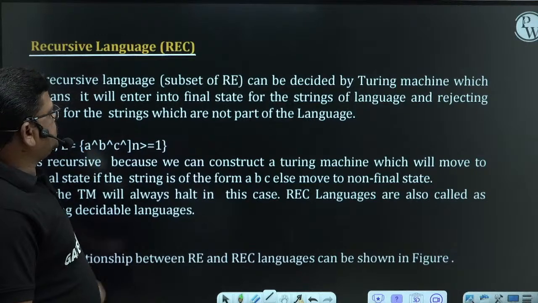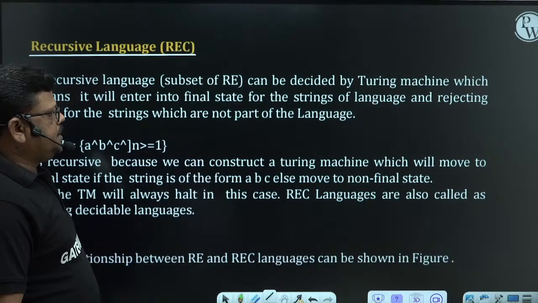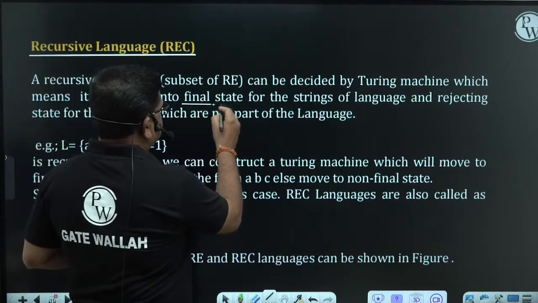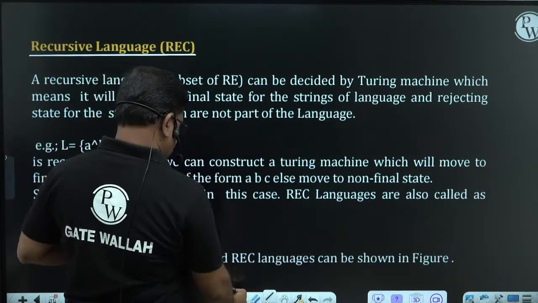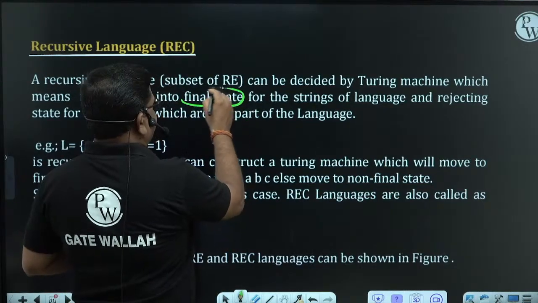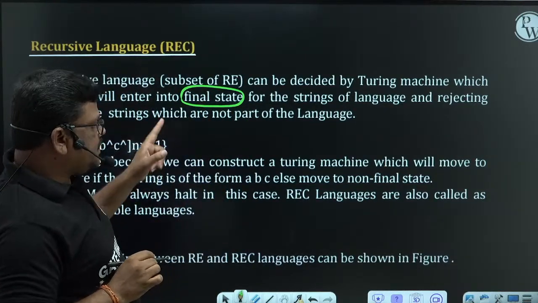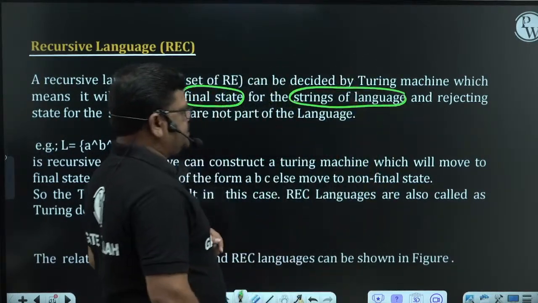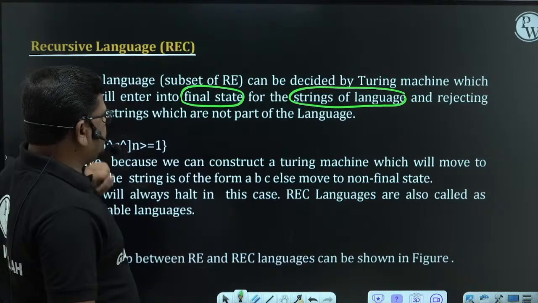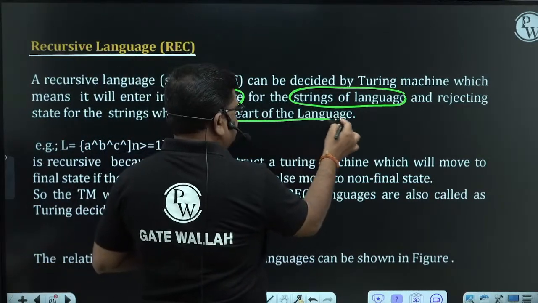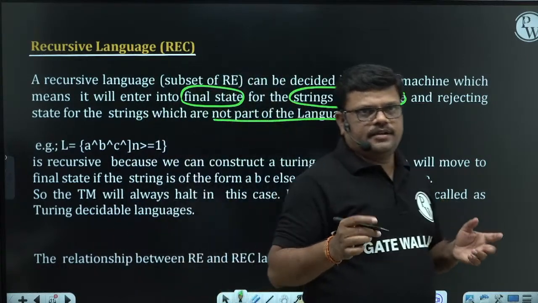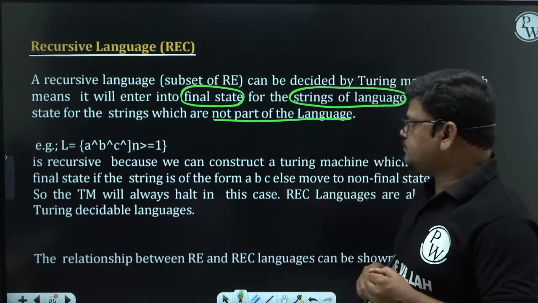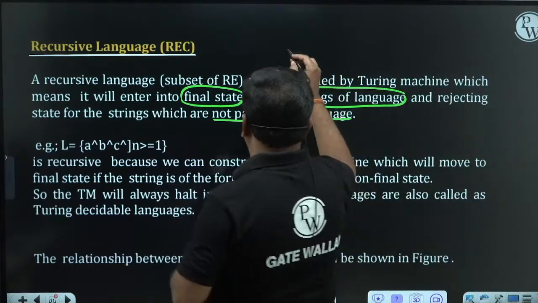A recursive language can be decided by a Turing machine, which means it will enter into the final state for the strings of the language, and enter into the rejecting state for the strings which are not part of the language. That's all. Loop possibility is not there here. If loop possibility is not there, that comes under a recursive language. So the recursive language Turing machine is, let me write here only.